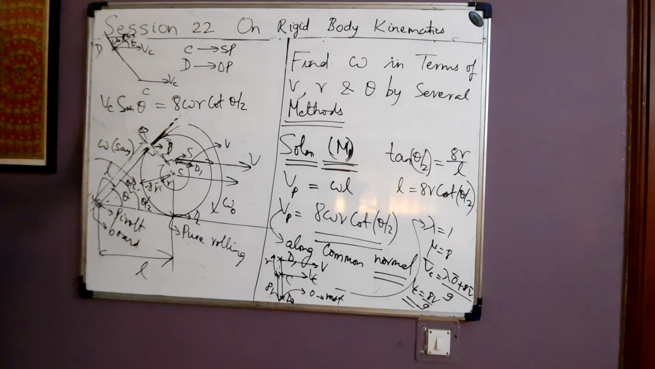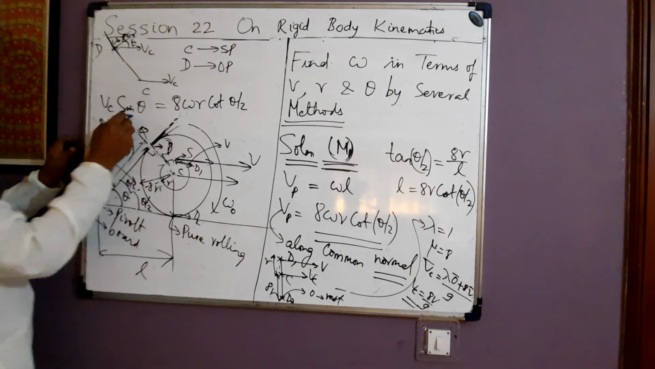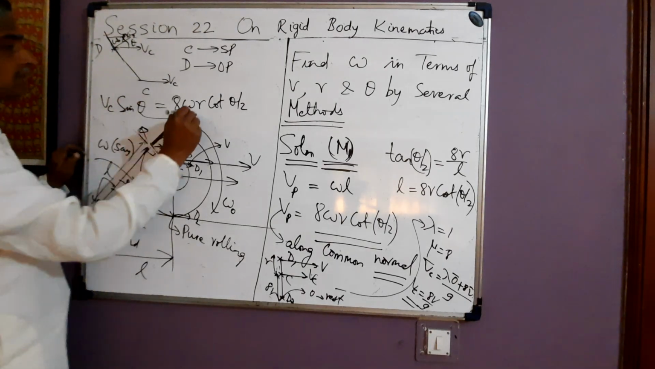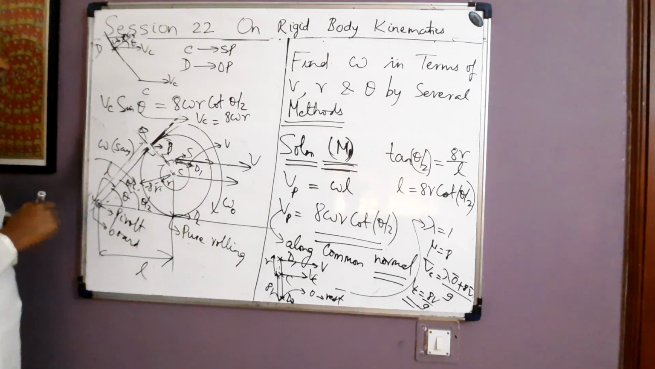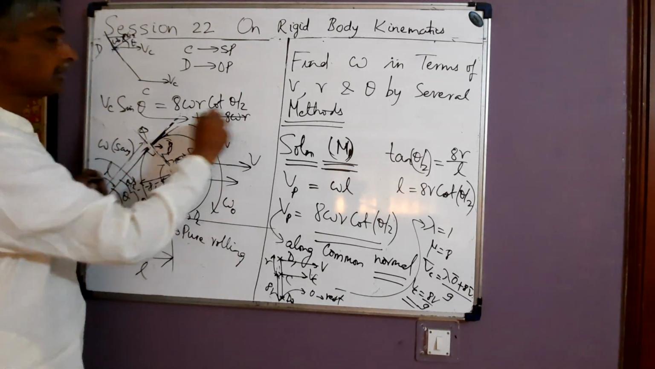Okay, fine. So from this we see that Vc is 8 omega r.